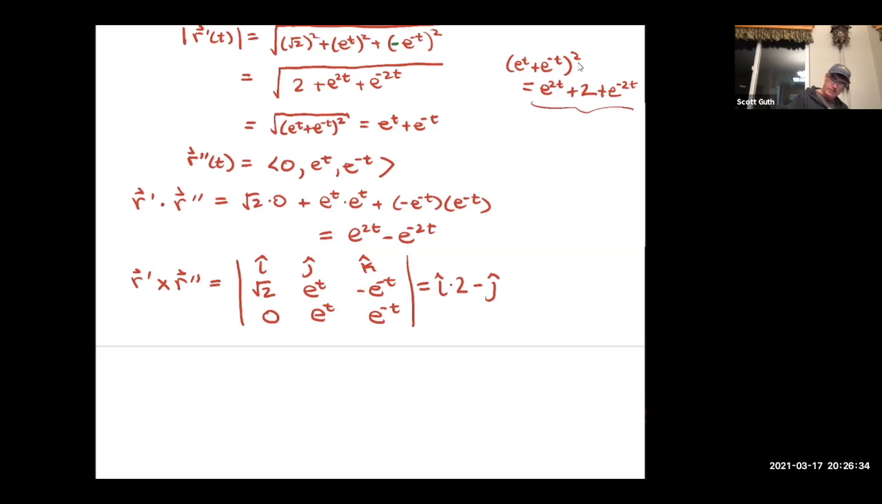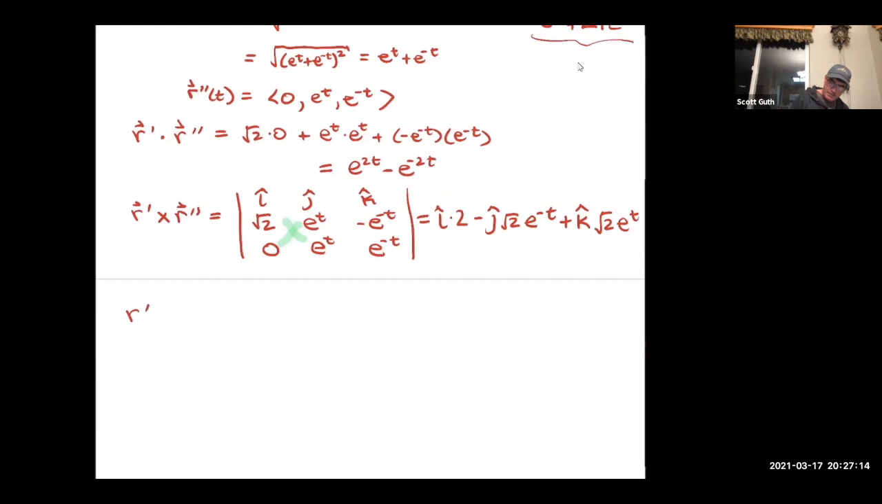Okay. Let's see here. So we're going to go this way. And I think we just get root 2 e to the negative t. Like that. And then plus k. Looks really similar. I think we're going to go this way and get root 2 e to the t. That's easy. So let's write it one more time. R prime cross R double prime is the vector with a 2, negative root 2 e to the negative t, right? Now it's positive, it's negative, and then a root 2 e to the t.